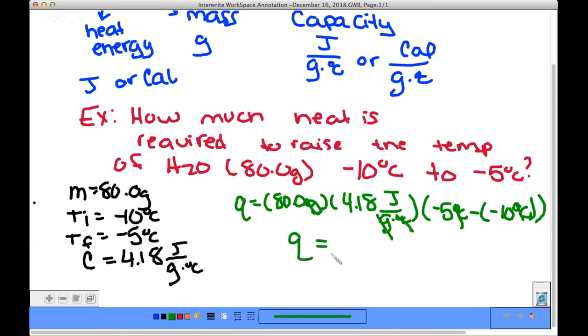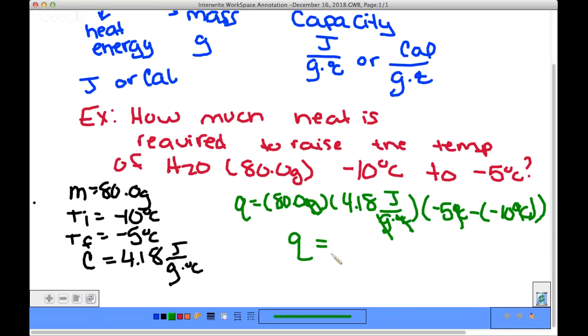And if we plug this into our calculator, and you know what? I did not grab one. You guys give me 1 second while I go grab a calculator.